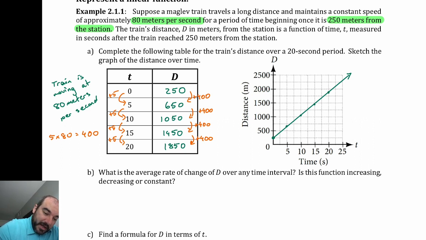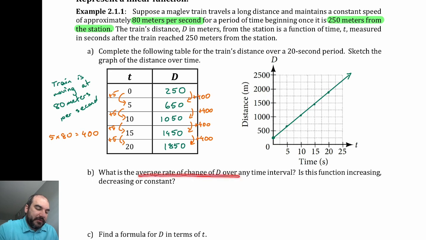And we have a straight line. And when you plot the points, if it looks like a straight line, it probably is. And the straight line aspect of this comes from the 80 meters per second, right? There's a constant speed, as the question says, of 80 meters per second, and this is a constant increase.